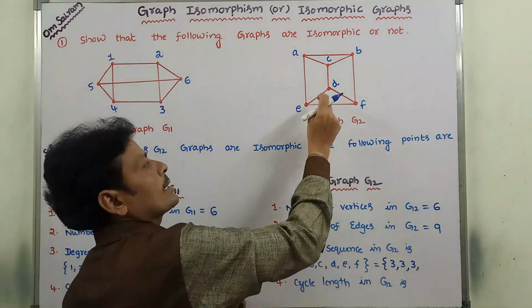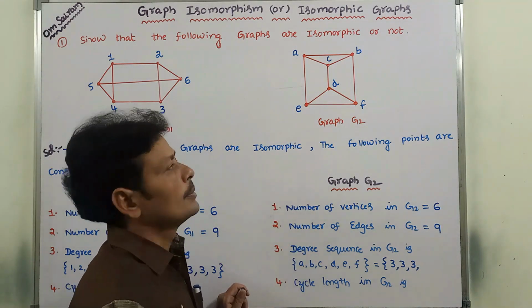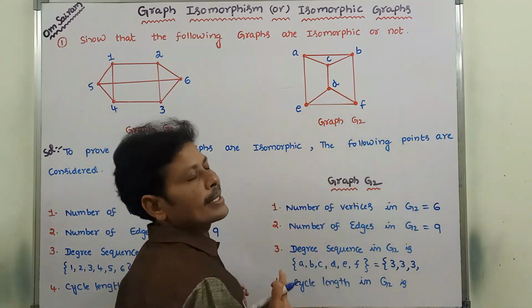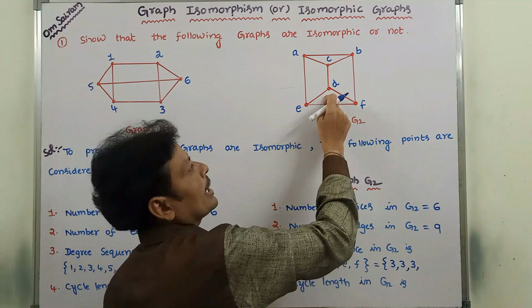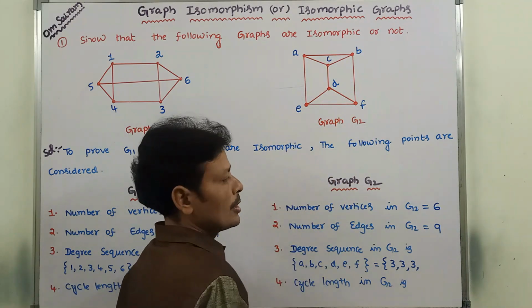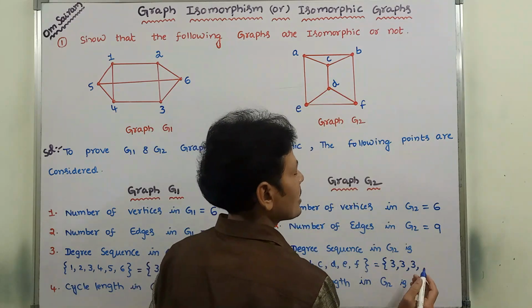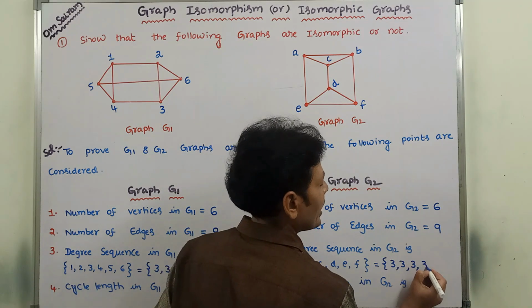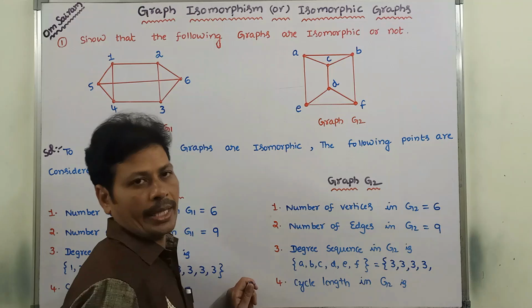Then, what is the degree of vertex D? So, 3 edges are incident on vertex D. One is D to C, another one is D to F, another one is D to E. So 3 edges are incident on vertex D, so the degree of vertex D is 3.